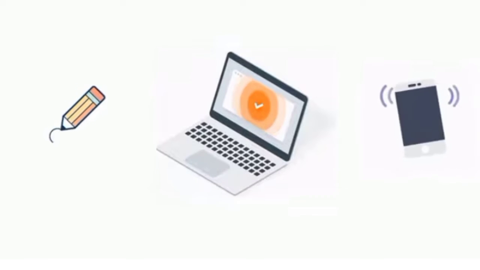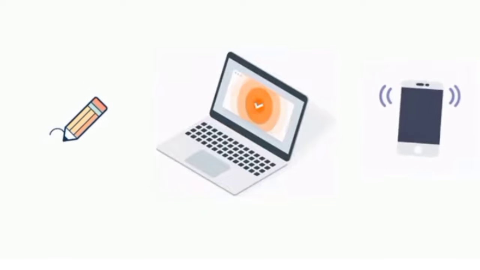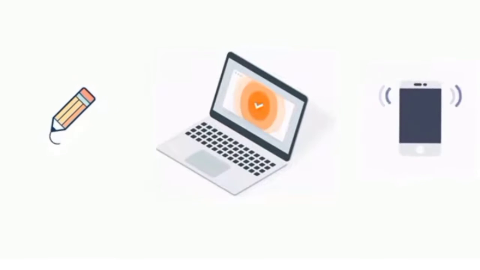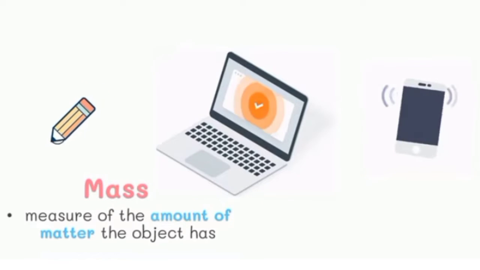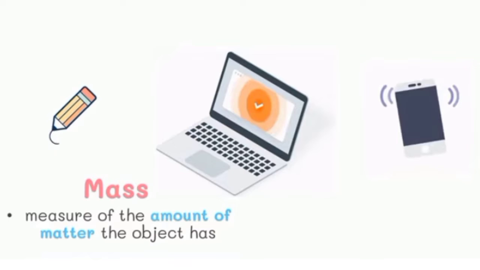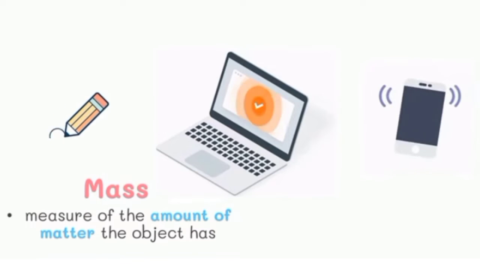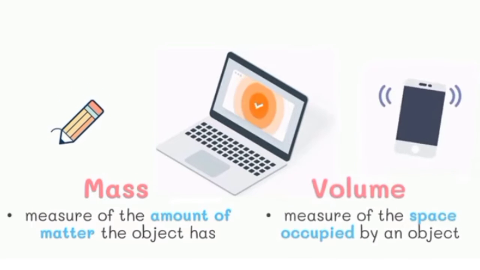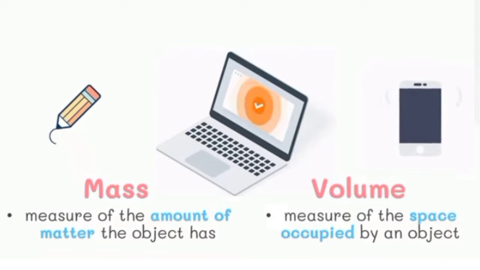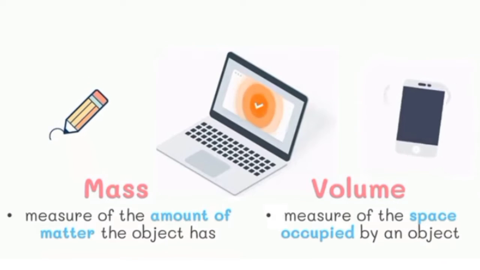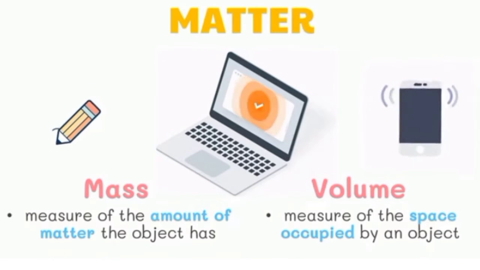It means that objects or things around us may be light or heavy, or, simply put, that these things have mass. Mass is the measure of the amount of matter the object has. The objects in the picture show that they occupy a space. Volume is the measure of the space occupied by an object. So what do we call these objects that have mass and volume? We call them matter.